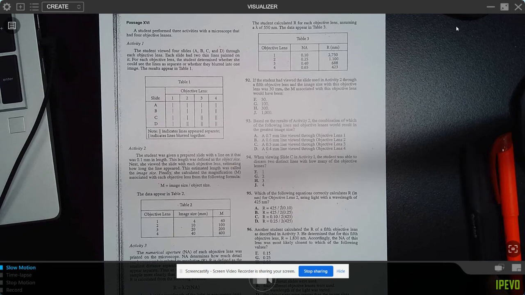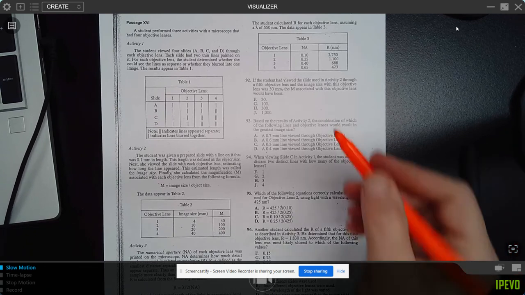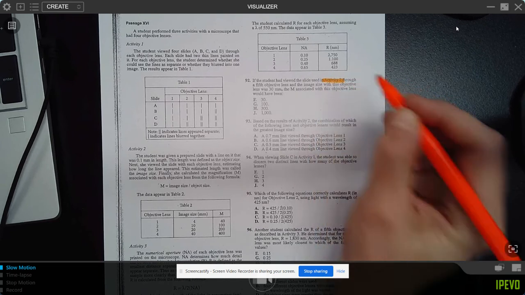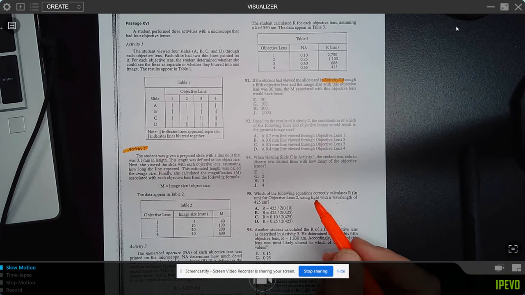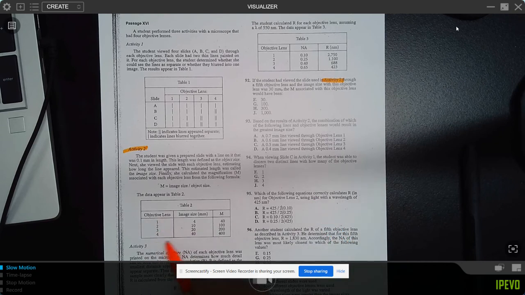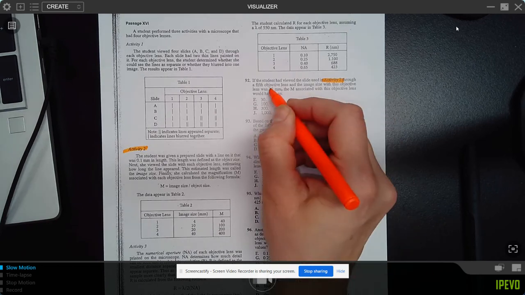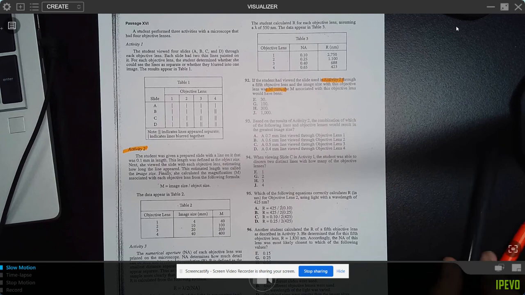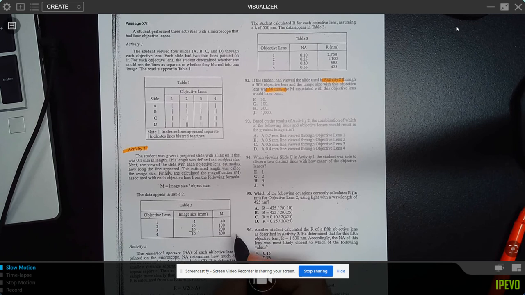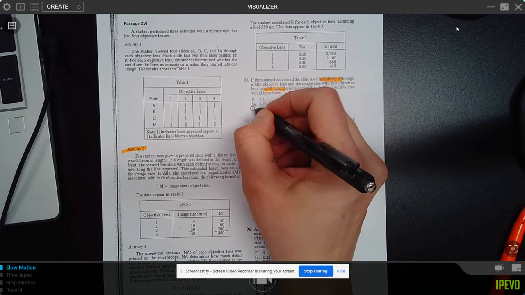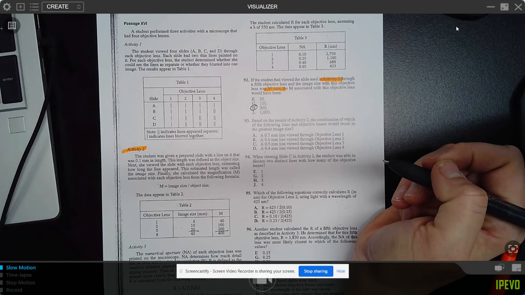So looking at 92, it leads us to activity two. So we're in activity two. We are looking at a fifth objective lens. Now be careful, it's not fifth in order. It's just saying that there's another lens that they're using. So they're saying this lens is 30 millimeters. So that puts us between 20 and 40. And it asks us for the predicted magnification. Well, it should be between 200 and 400. And that's why H is our correct answer.